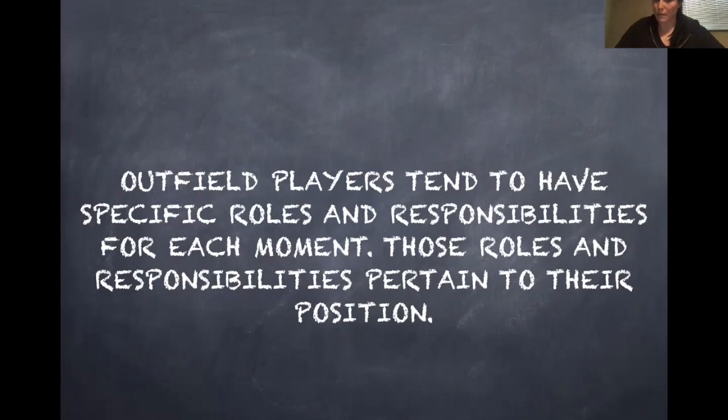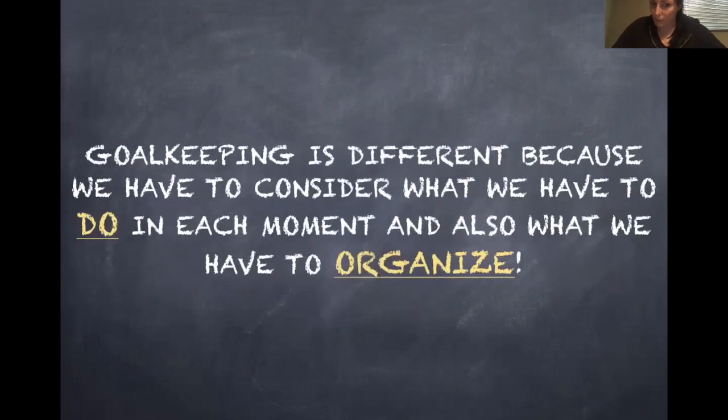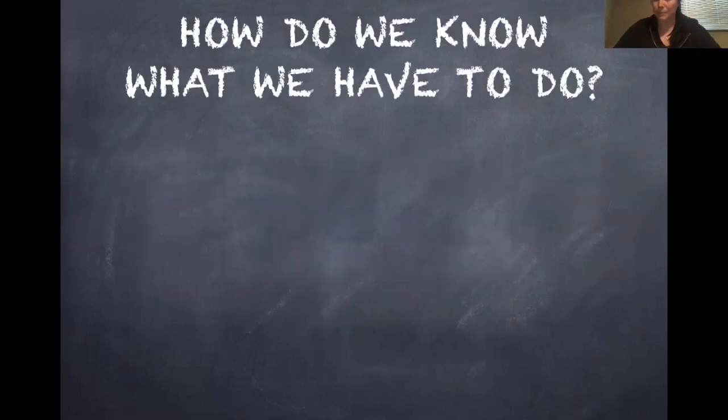Maybe you'd be impacted by players around you, but for the most part, you're really focusing on what your roles and responsibilities are. Whereas as goalkeepers, it's a little bit different because we have to consider what we have to do in that moment and also what we have to organize in that moment. Okay, because we are the last line of defense and the first line of offense. We can see the whole field, so we have to have effective communication in organizing in all of those 5 moments. But how do we know what we have to do? Okay, remember there's a difference between what you have to do and what you have to organize. The first thing we have to consider is what we have to do in those moments.